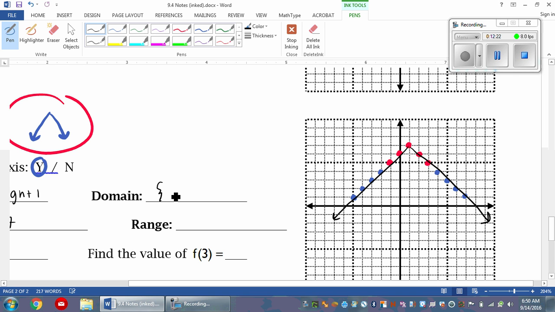Domain, just like the last couple, arrows on both sides with all the numbers. And for my range, my vertex is at 1, 7. Since that's the y-coordinate, I'll be using that coordinate. So since my absolute value opens down, it's going to be less than or equal to that 7.